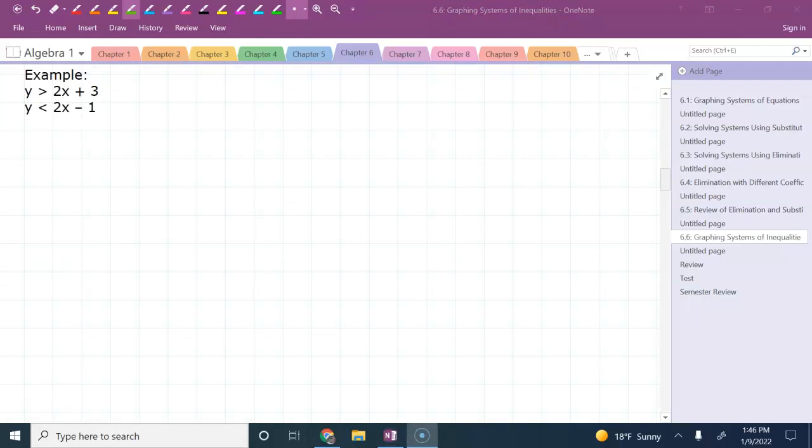So if you look at these two examples, once again, they're already written in slope-intercept form for us. They have that y equals mx plus b form, so I don't have to worry about rewriting any of these, which is nice. Now, if you guys take a minute, look at these two equations. Do you notice anything about them that are the same?